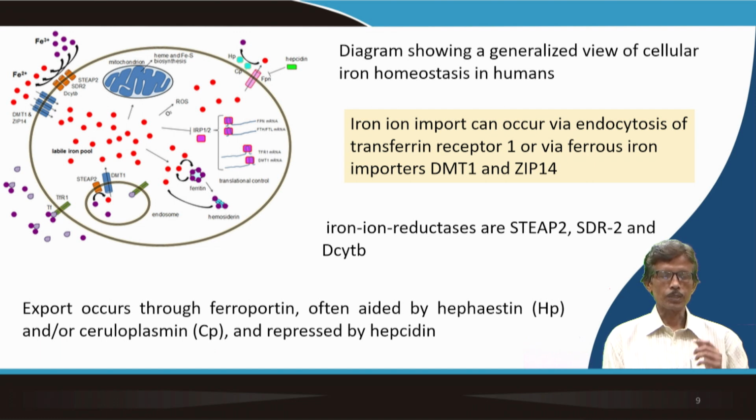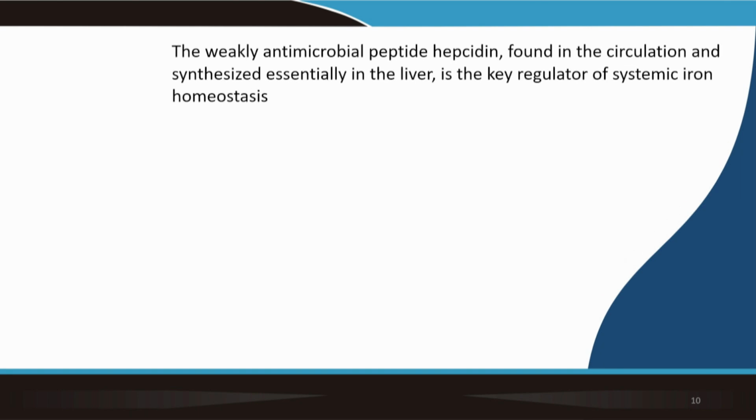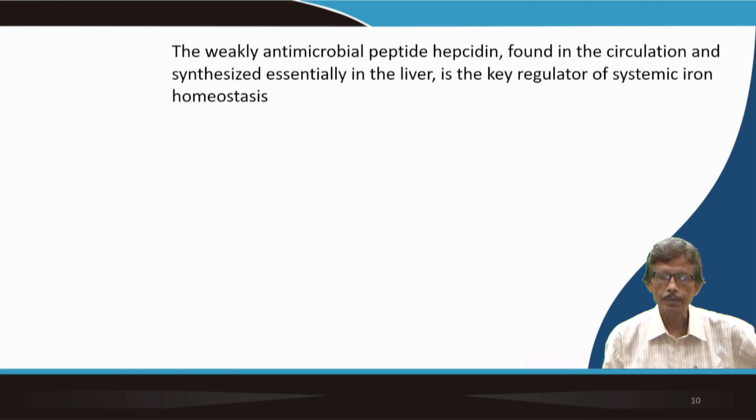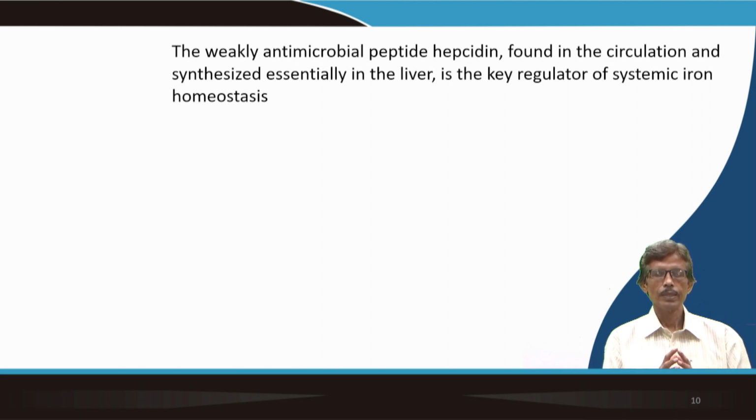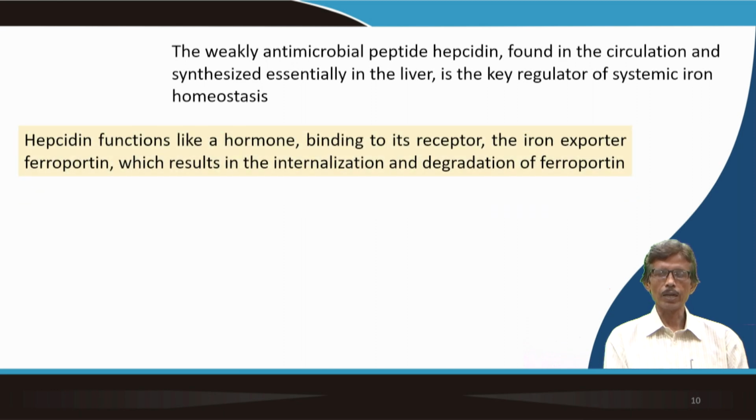Then the export occurs basically through ferroportin, often aided by hepcidin and ceruloplasmin. We know ceruloplasmin is a copper-bound metallo biomolecule, which also helps us in understanding something in terms of electron transfer. So, this antimicrobial peptide hepcidin is found in the circulation, and it is synthesized in the liver, and systemic iron homeostasis is basically taken care of by the liver itself.